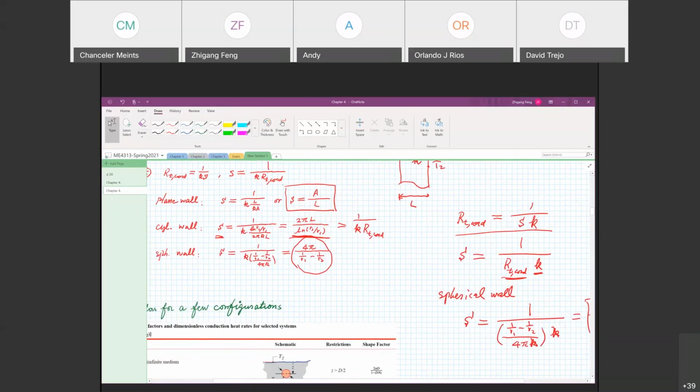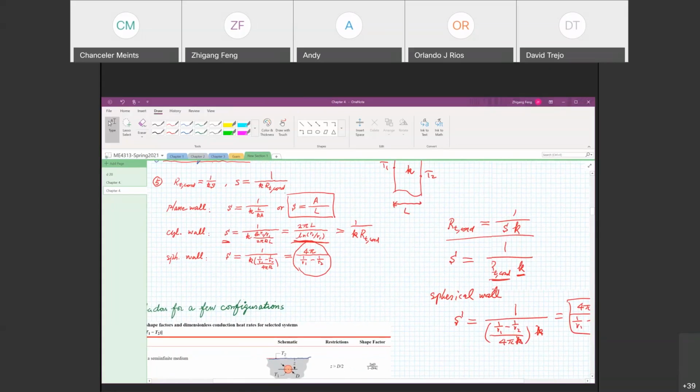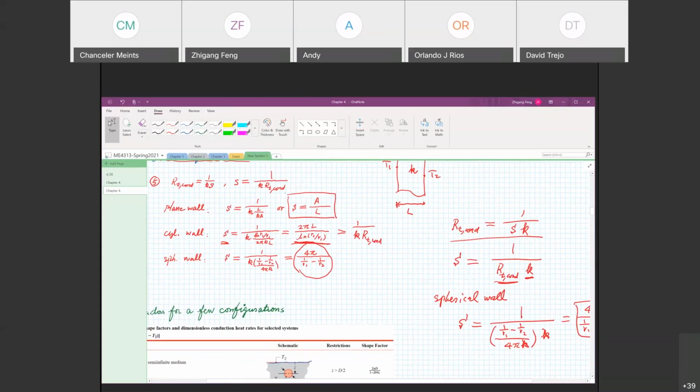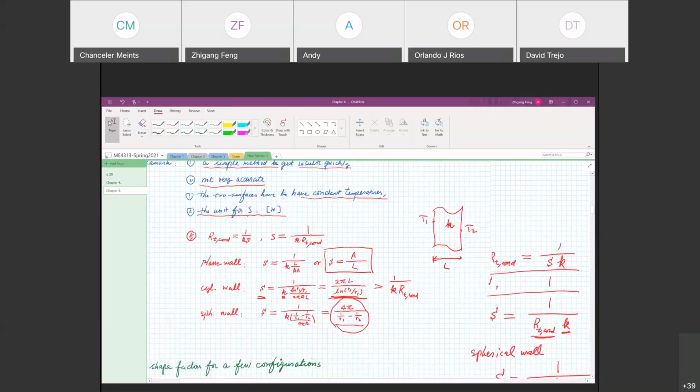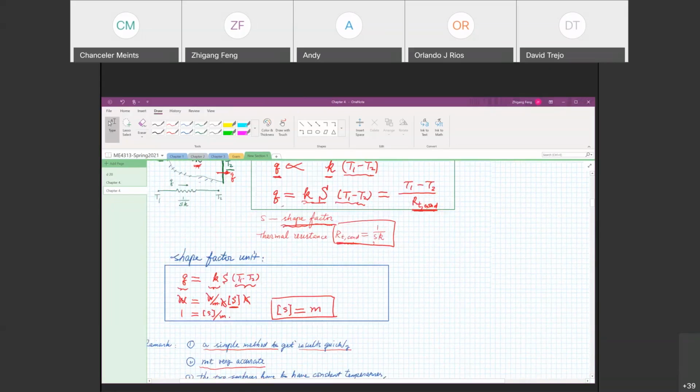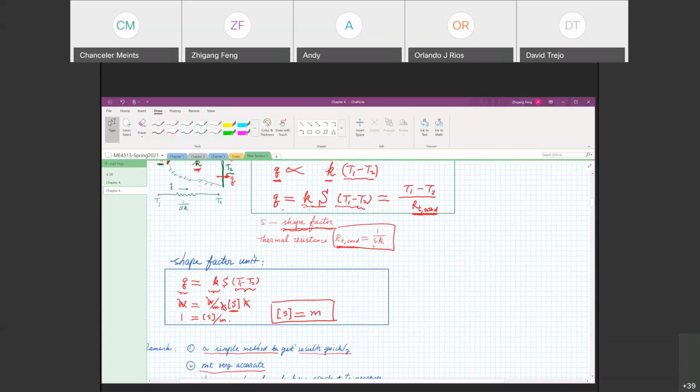And I want to emphasize the thermal conductivity K should not appear in the shape factor. Okay? So if you look at the shape factor, it doesn't contain K. That's because K already appeared in this equation.